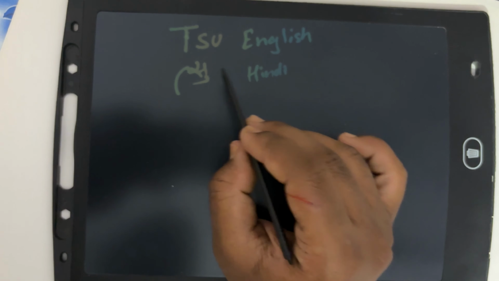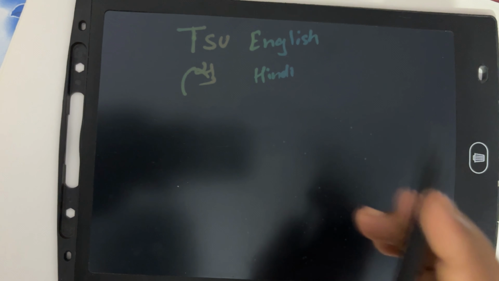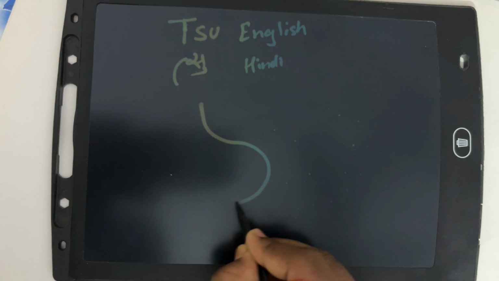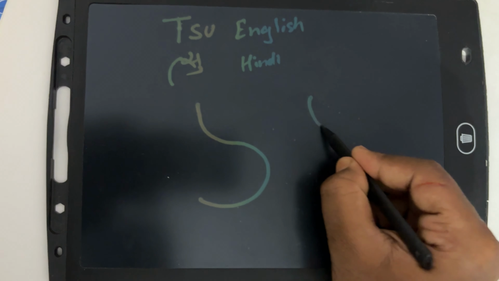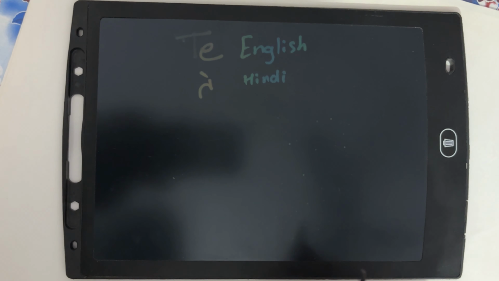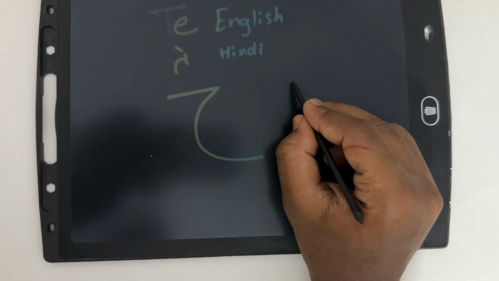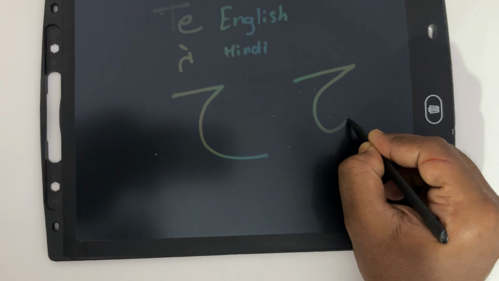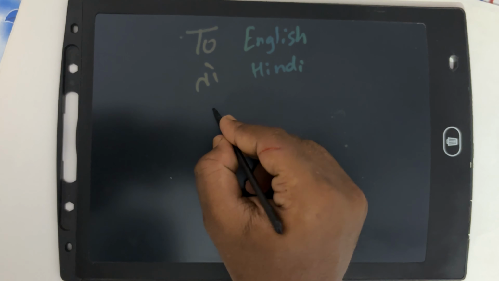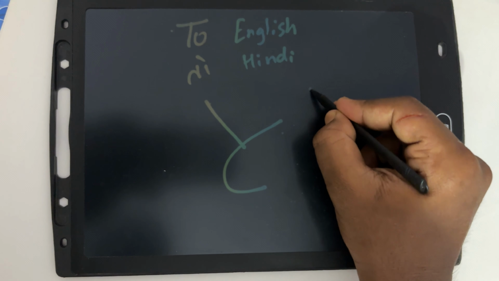Next word is tsu, not a shoe. This is tsu. In Japanese, once more. Next language is te. In Japanese, once more. Word is to. Once more.